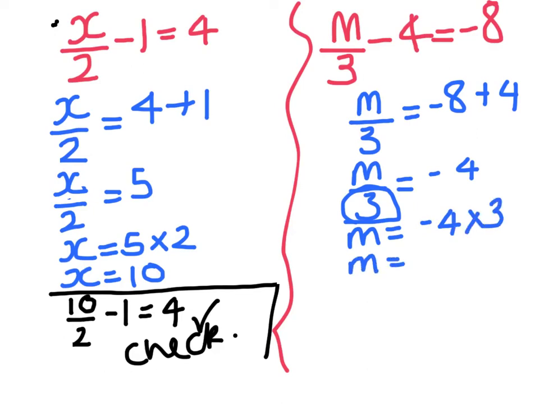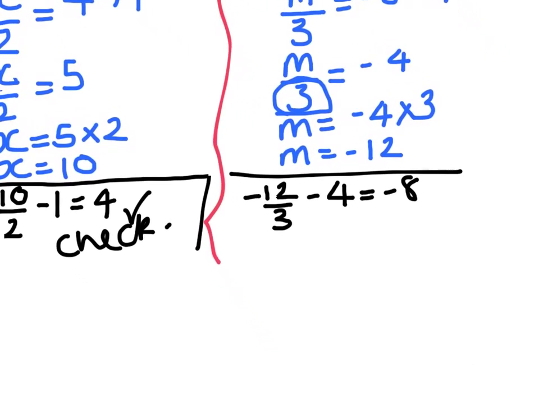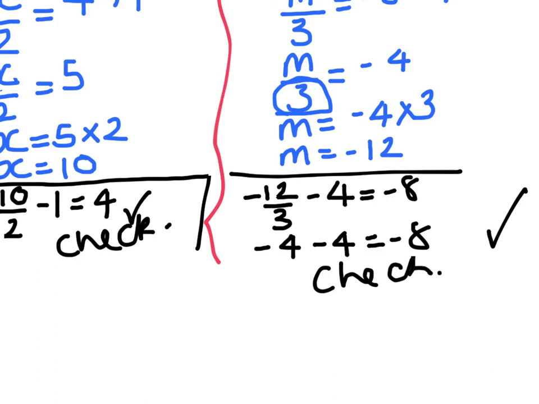M equals minus 12. Give it a bit of a check. Minus 12 over 3 minus 4 equals minus 8. Now let's just move this up a little bit so there's a bit more room. Okay, minus 12 over 3. So 12 divided by 3 is 4. So I've got a negative 4. Minus 4 equals minus 8. Woohoo! My check is correct. So m equals minus 12.